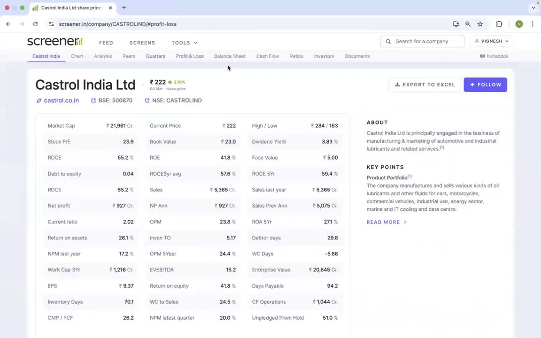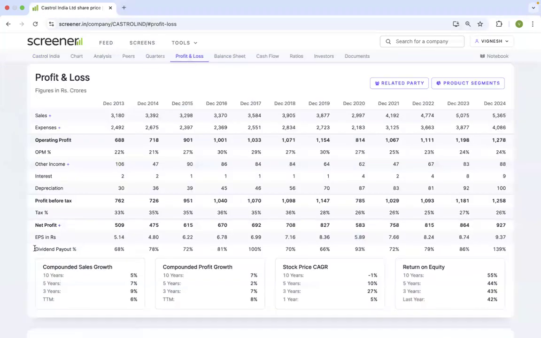So this is Castrol. If you look at Castrol, look at its dividend payout ratio. So 68% was there in December 2013. Though it is consistently paying dividends every year, it is not able to grow. In 2013, 3,200 crore. Now in 2020, you can see 2,997 crore. Only in the last few years, it has been able to grow reasonably. Whereas if you look at the dividend payout ratio, 93, 72, 79, 86, 139.